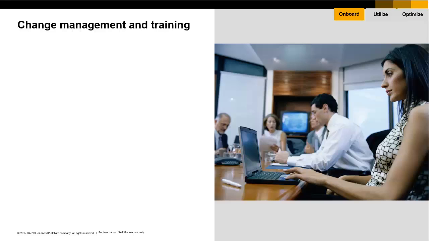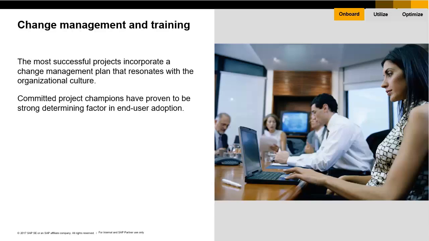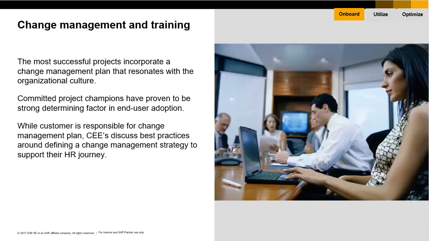As we come to the end of reviewing the onboarding phase, let's look at change management and training. And remember that it takes more than just going live to be successful. The most successful projects incorporate a change management plan that resonates with the organizational culture. Committed project champions have proven to be a strong determining factor in end-user adoption. While the customer is responsible for the overall change management plan, CEs can and should discuss best practices around defining a change management strategy to support the customer's HR journey.